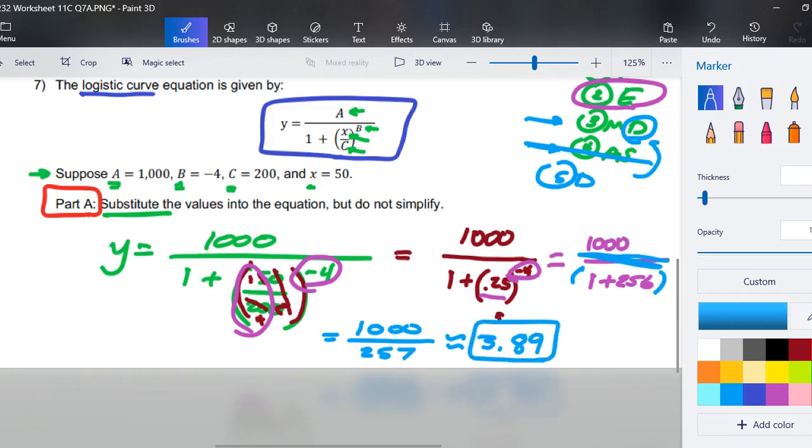So we just took maybe a somewhat scary looking formula, and it was no big deal. We plugged in the information and we took it one small step at a time, and we now have an answer for our y. Our y will be 3 and 89 hundredths.